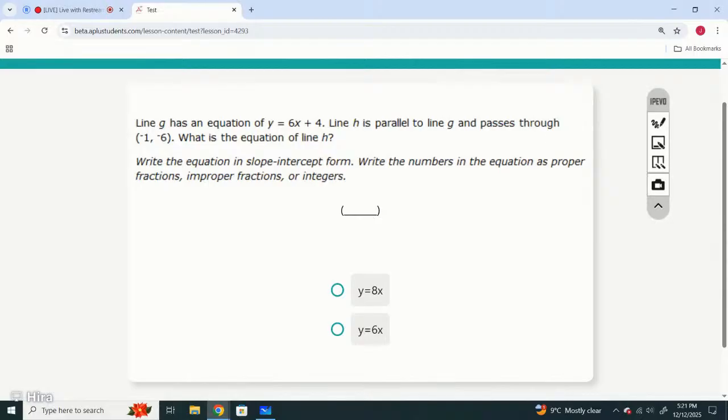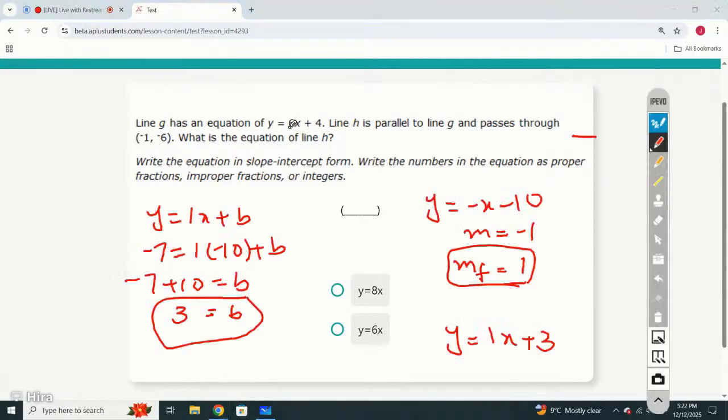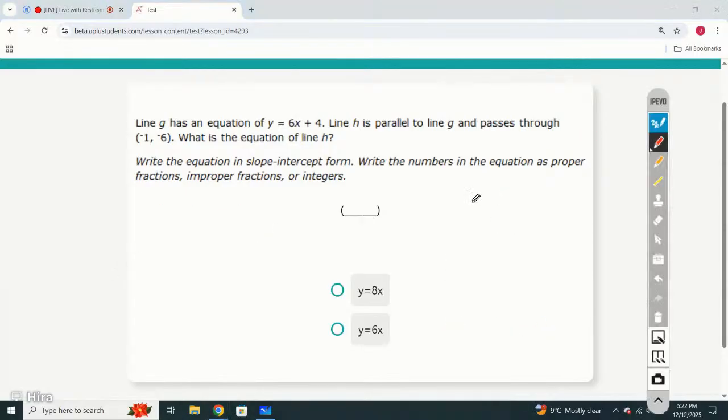Line G has an equation y equals 6x plus 4. Line H is parallel to line G and passes through the point negative 1, negative 6. What is the equation of line H? So the slope of the line is 6, right? The slope of this line is 6.